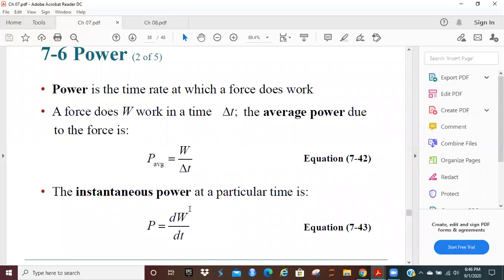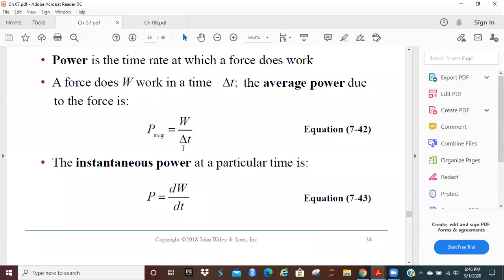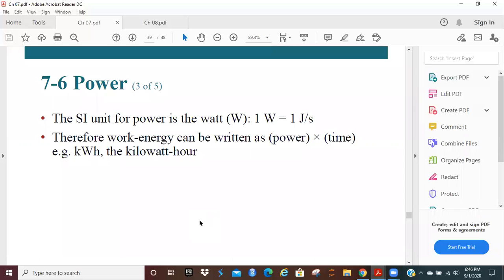A force does W work in a time delta T. The average power due to the force is going to be the work over that change in time. If you want the instantaneous power, then you just take the derivative. The SI unit for power is going to be called the watt. And then work or energy can be written as power times time.